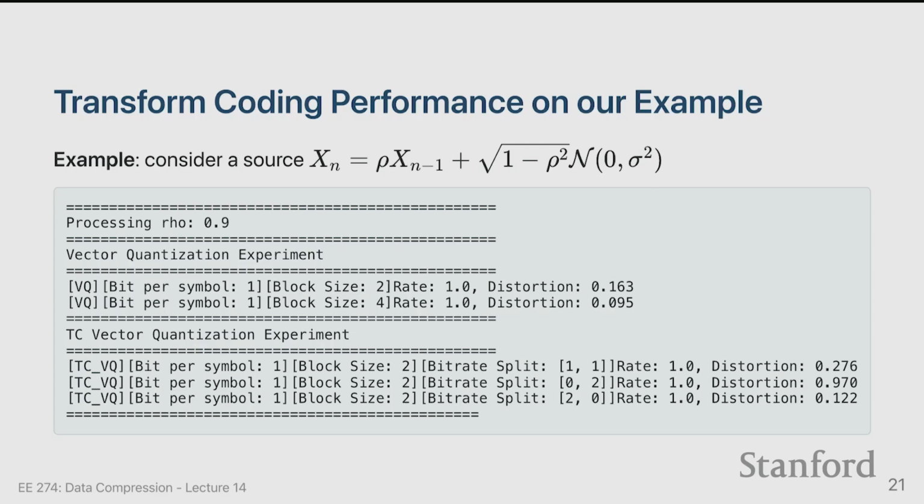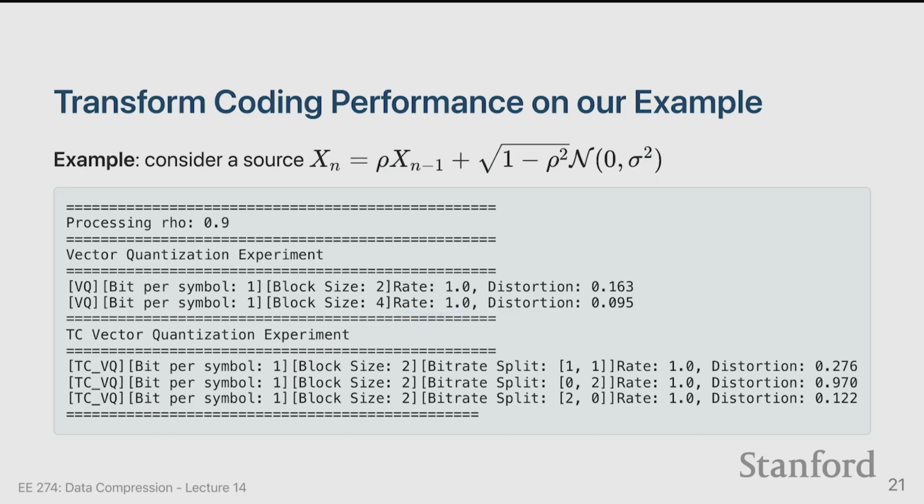The first row just shows a vector quantization experiment, so we are not doing any transform. I'm fixing the bits per symbol as 1, and in all of these experiments it's the same idea from what we just discussed. The first knob I can play with is the block size. This is just doing vector quantization, increasing block size. All of these experiments are at a fixed rate.